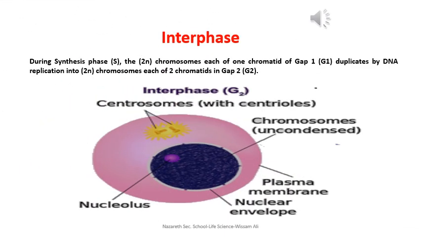During the G2 of interphase, the chromosomes replicated during S. We have 2n chromosomes, each of two chromatids, but uncondensed chromosomes. We notice that the cell at G2 has two centrosomes. There is a nuclear envelope or nuclear membrane and plasma membrane.